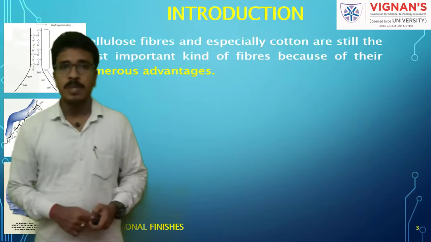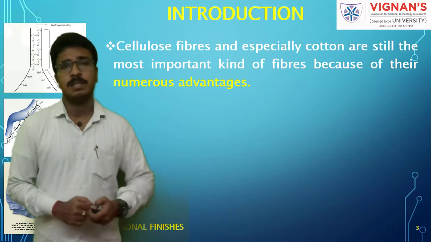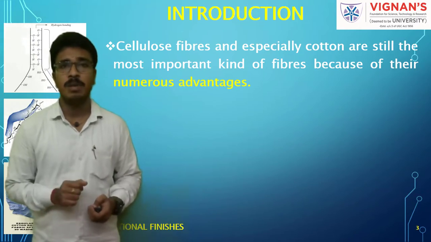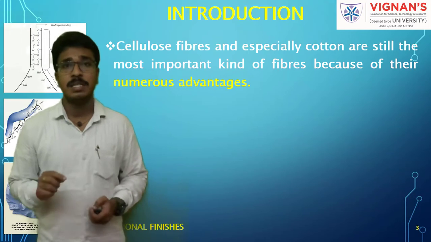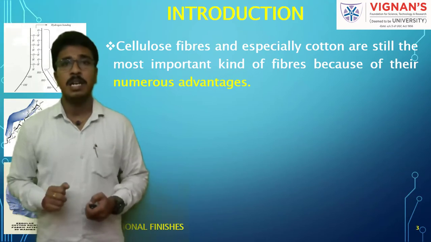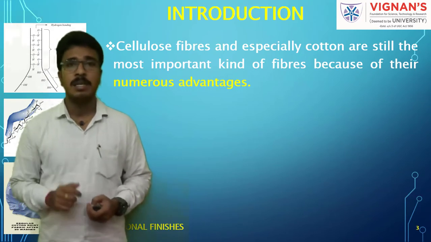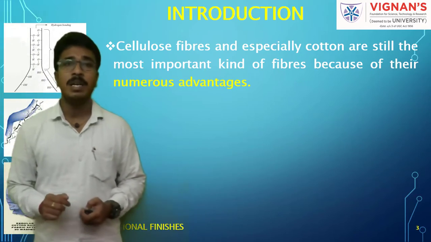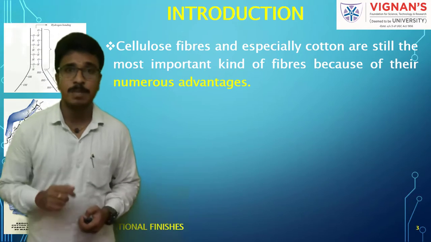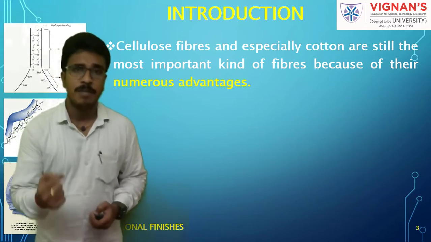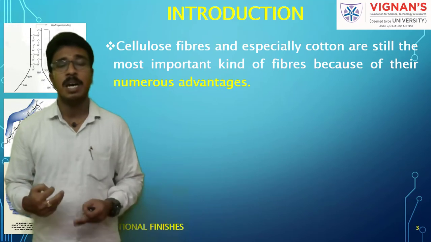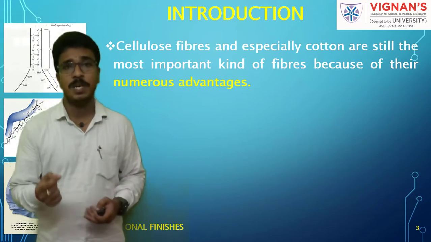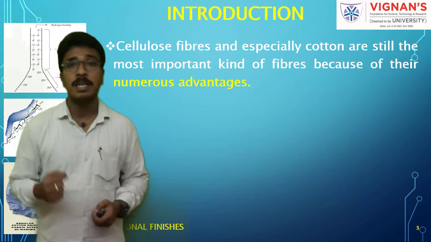Now, if you look at resin finishing, these resin finishes are mainly intended for cellulose based materials. Why are they intended only for cellulose based materials? That is because of the structure of cellulose. The formation of creases after washing is the biggest problem with cellulose based materials, especially cotton.